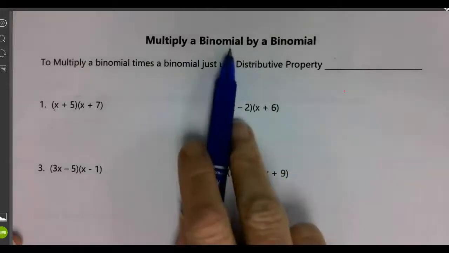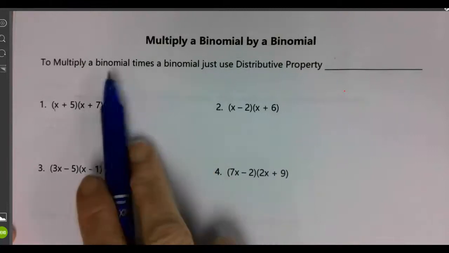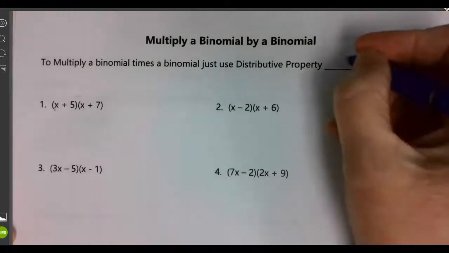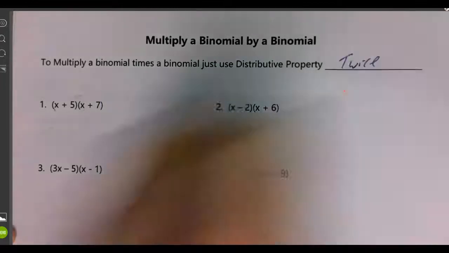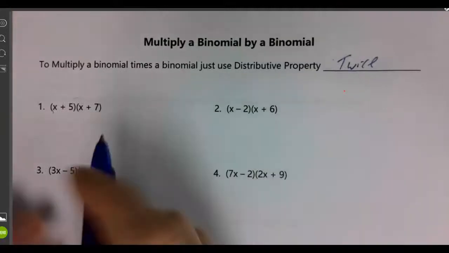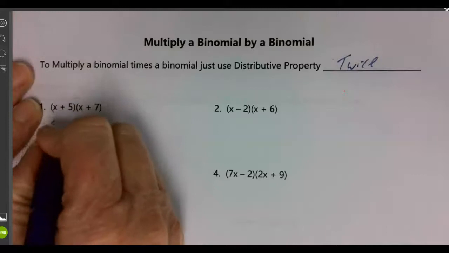So we're going to multiply a binomial times a binomial. To multiply a binomial times a binomial, so 2 terms times 2 terms, just use distributive property twice. Okay, so that's what we're going to do, and what you need to understand is that we're going to take and multiply x times x plus 7.